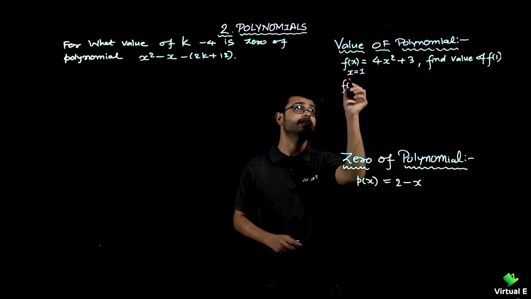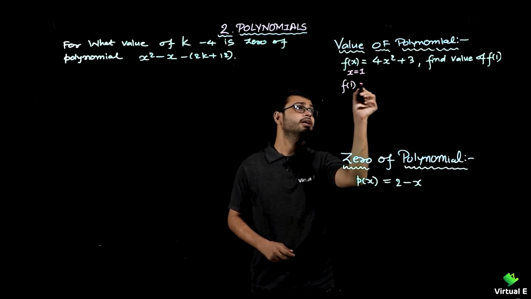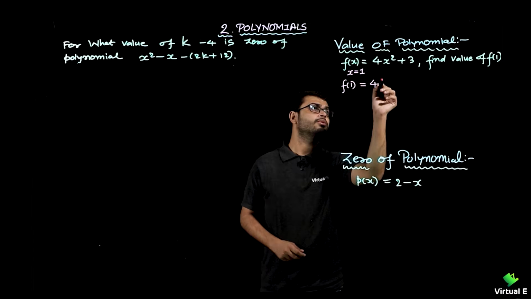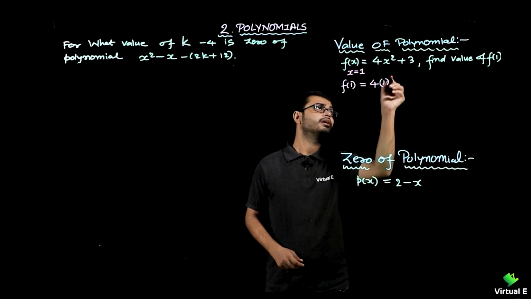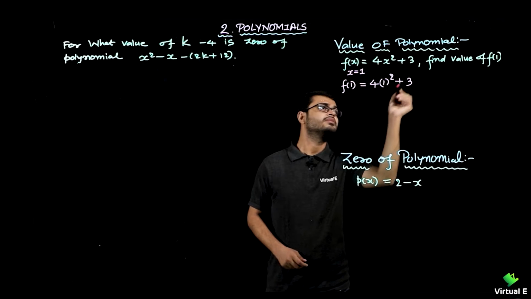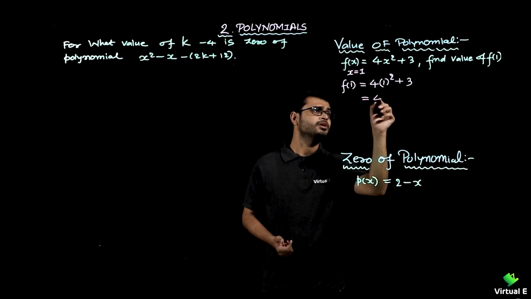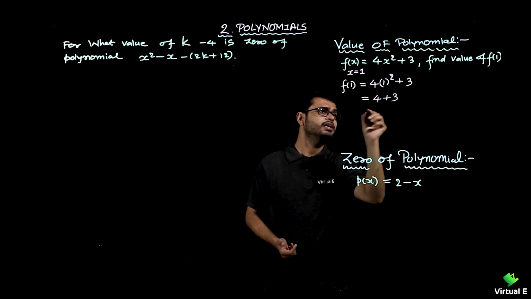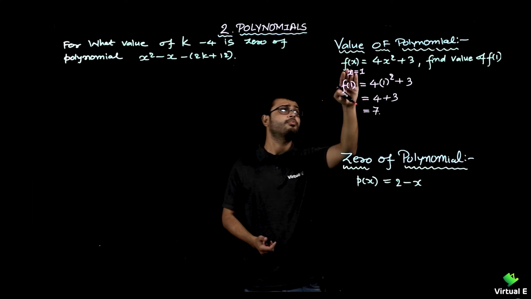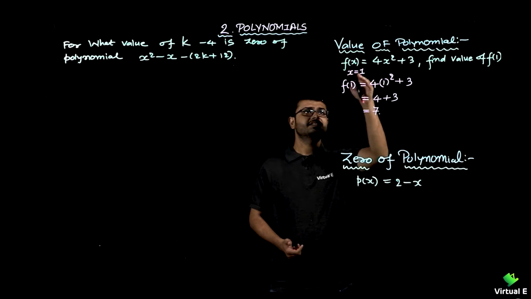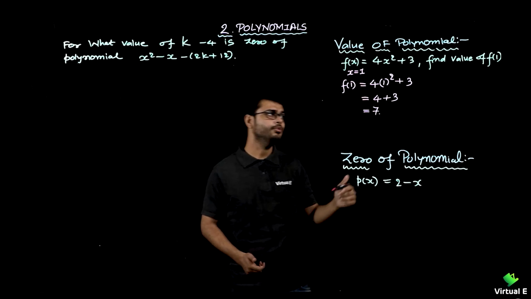So f(x), instead of x, what will I be writing? 1. f(1) is equal to 4 into, instead of x, what will I substitute? 1. 1 whole square plus 3. So 4 into 1 square, that is 4 only. So 4 plus 3, that is 7. So my value of polynomial at x = 1 is what? 7. So f(1) = 7.